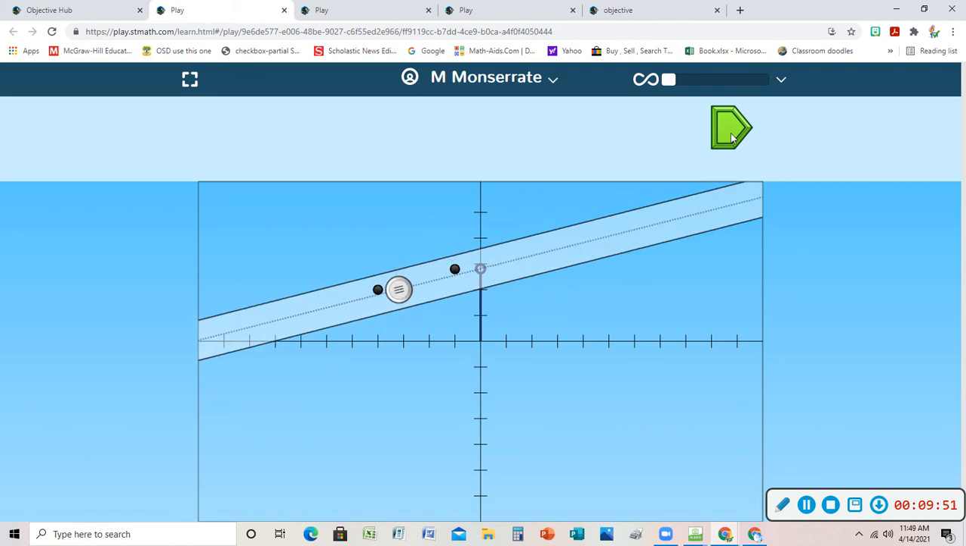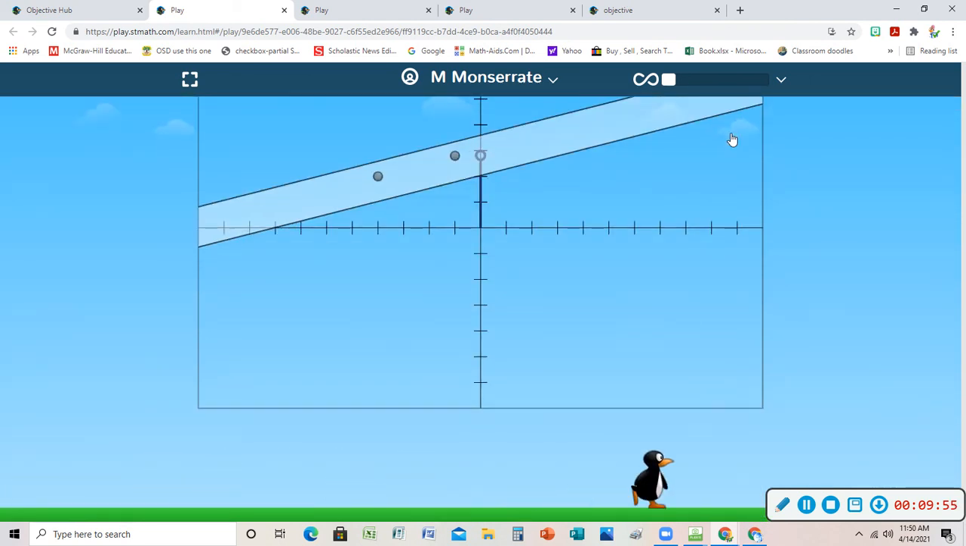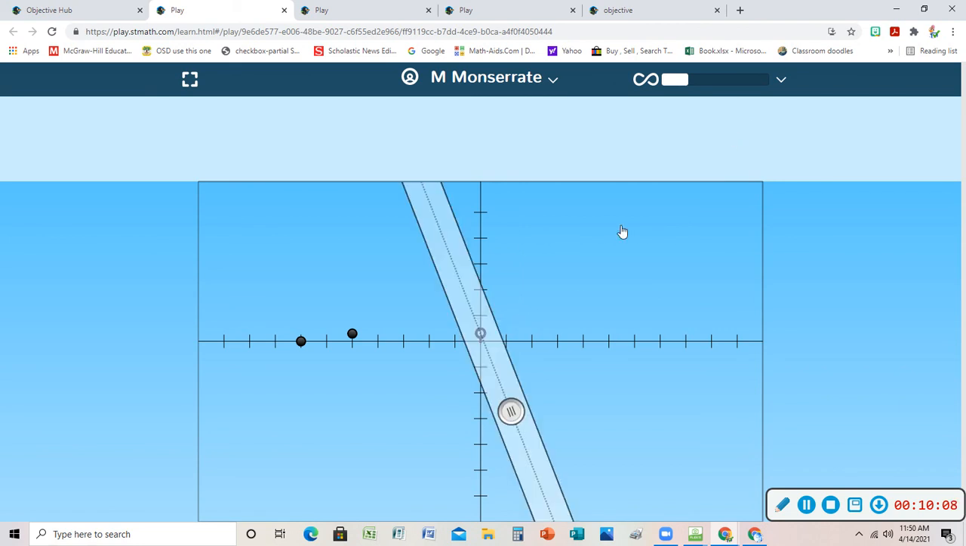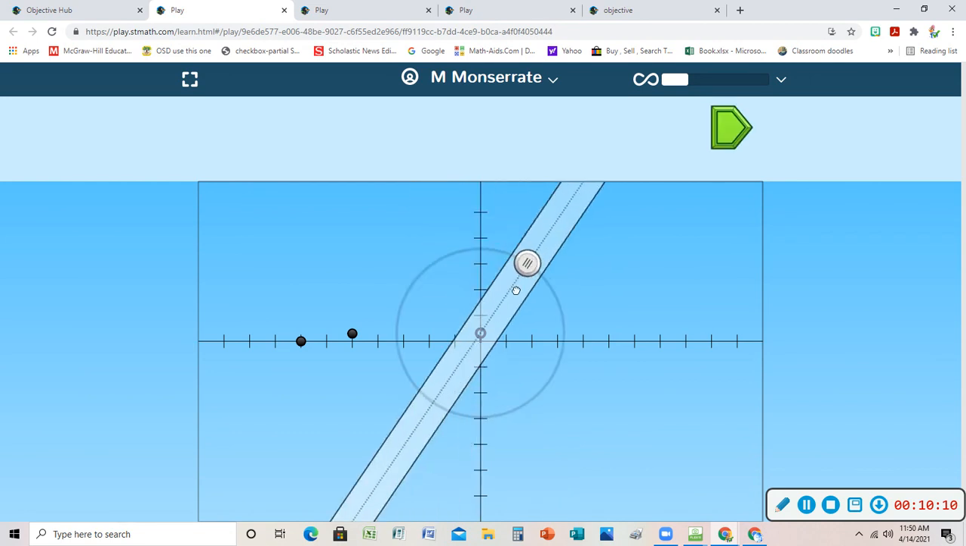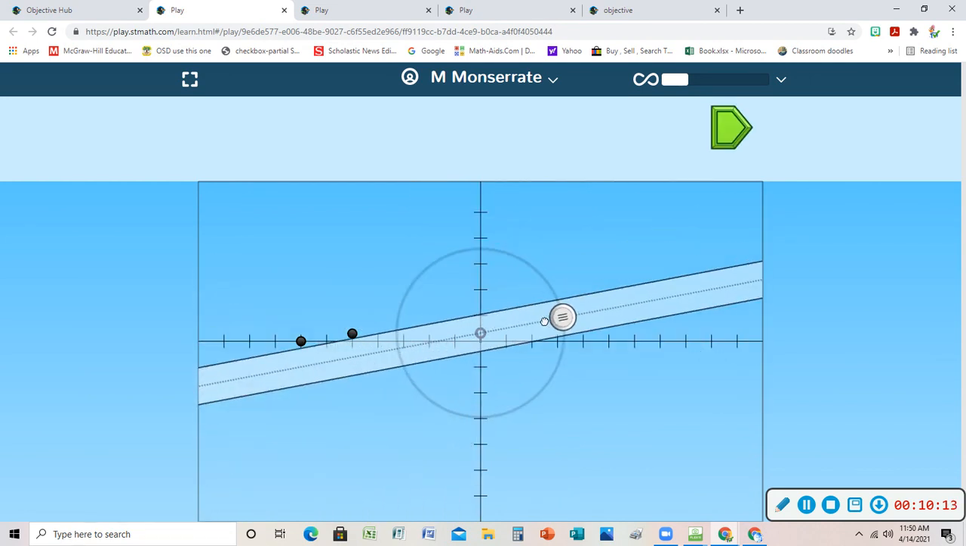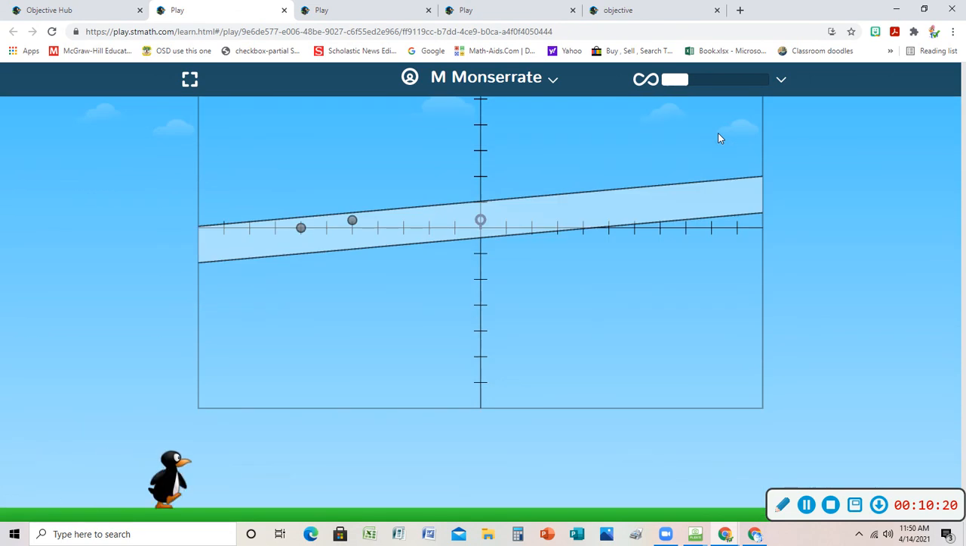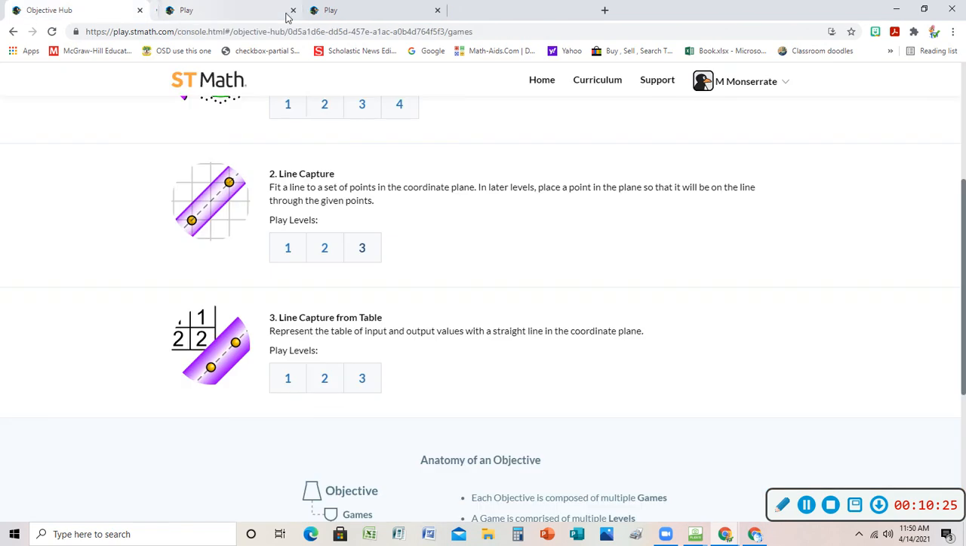It's tricky. So I'm going to move this one up here to right about there. And then turn my bar so I catch both of them in there. There we go. I got 10 minutes already on this one. So let's see though.